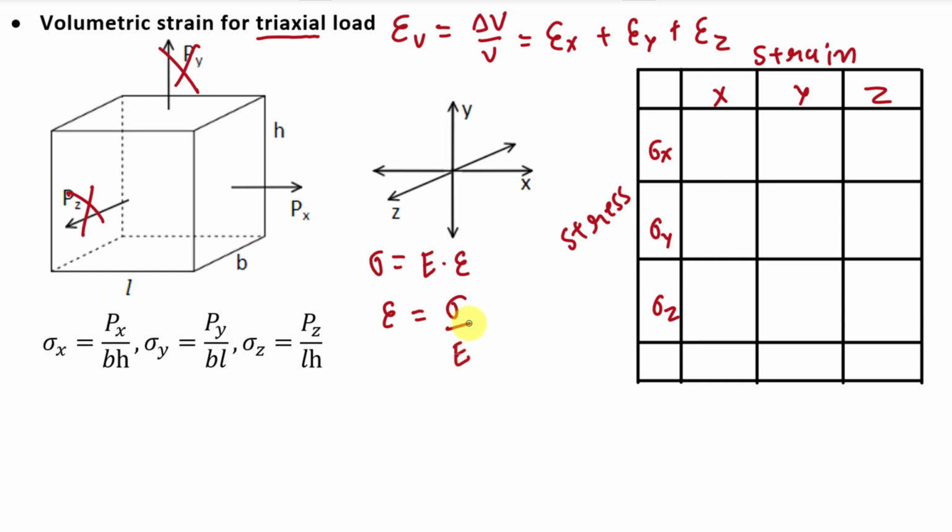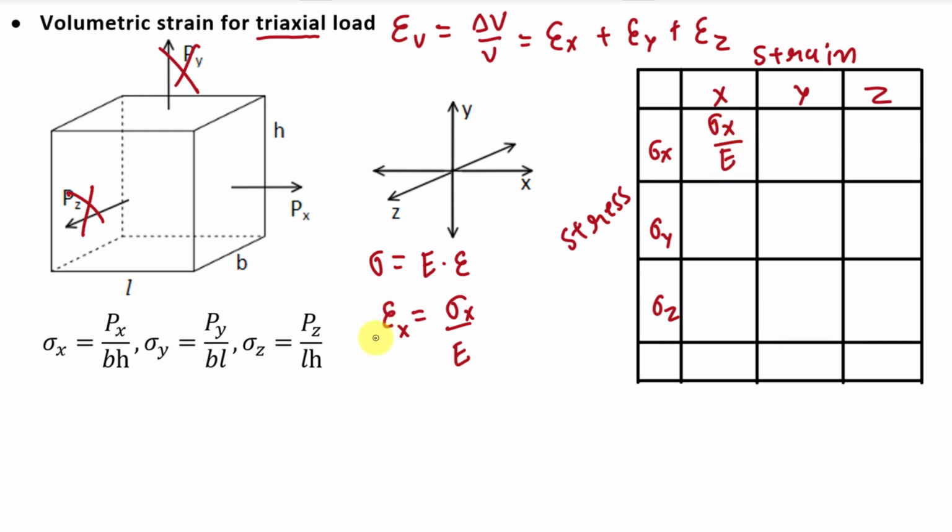Right? And here what will be the value of strain in x direction? Strain in x direction, epsilon x, will be sigma x, that is stress in x direction, divided by Young modulus E. Right? So this is the value of strain in x direction due to axial load Px. So here it will be sigma x divided by E.